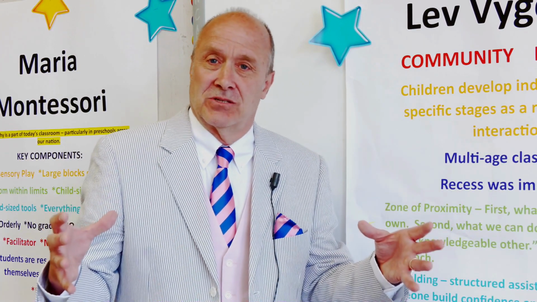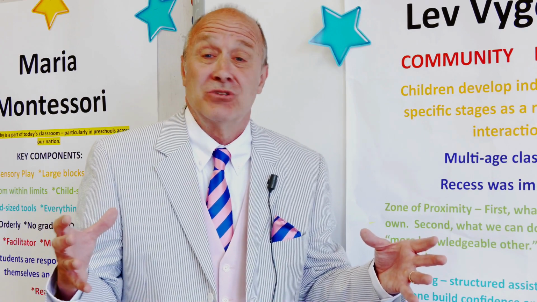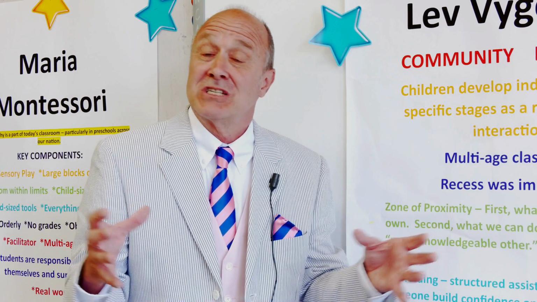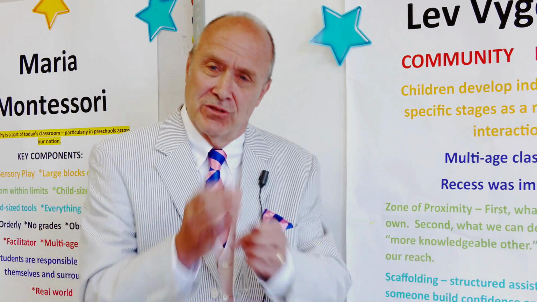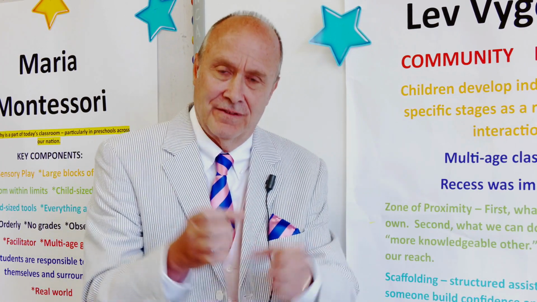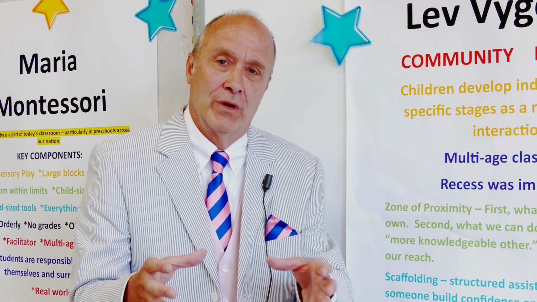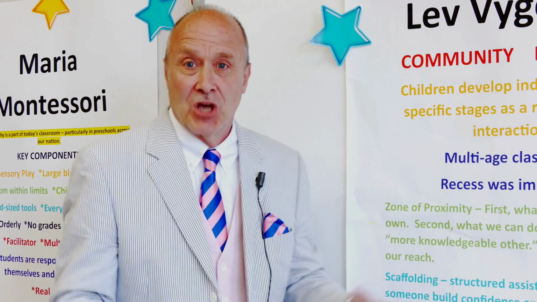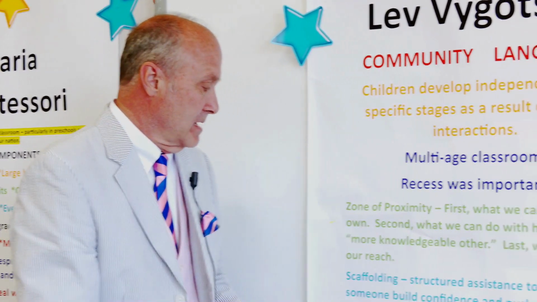The outside circle is what a child just cannot do yet, even with help from someone else. The frustration level is too great. So there's 3 levels: self, what a child can do with help, and what a child just isn't ready to do at all. Zone of proximity.